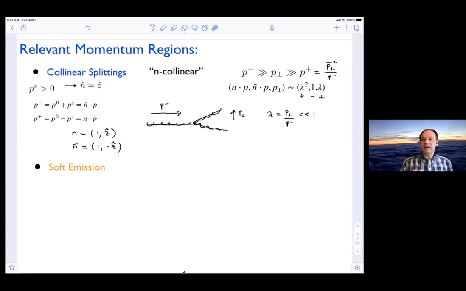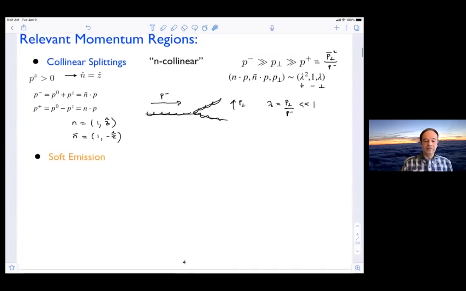So that's the dynamics of collinear particles that are collimated in a jet that's produced by some hard collision. And that's one of the types of degrees of freedom that we're going to have to talk about.